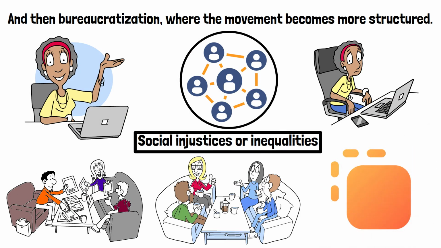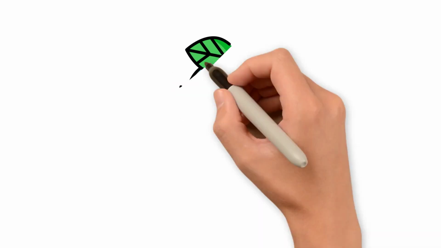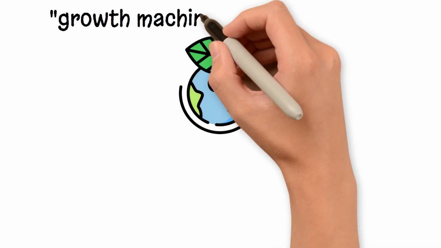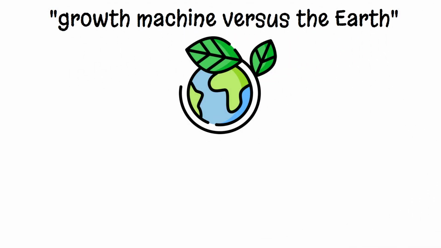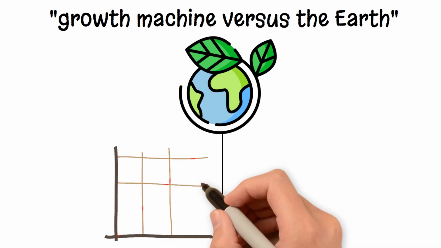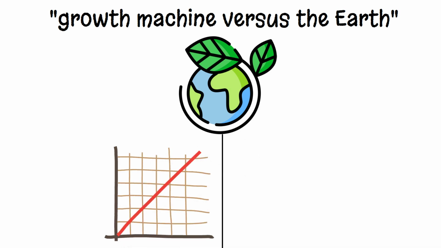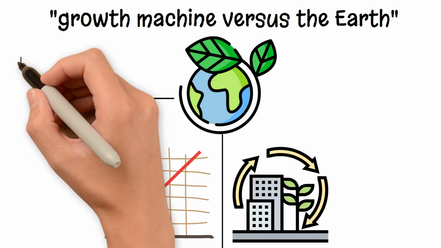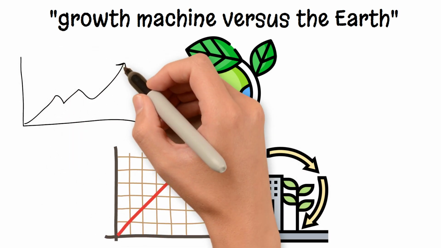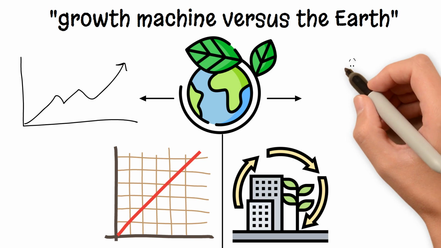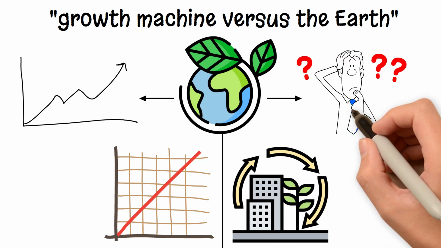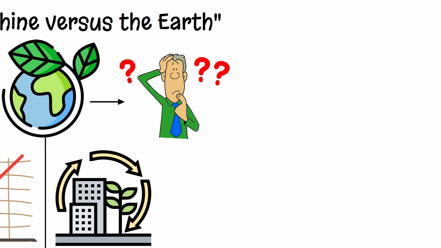or the movement dissolves. The environment has become a central concern in discussions of social change, particularly in the context of the growth machine versus the earth debate. This discourse contrasts the relentless pursuit of economic growth with the need for sustainable environmental practices. It highlights the tension between development and conservation, and raises questions about the long-term viability of a growth-centric approach in the face of finite natural resources.